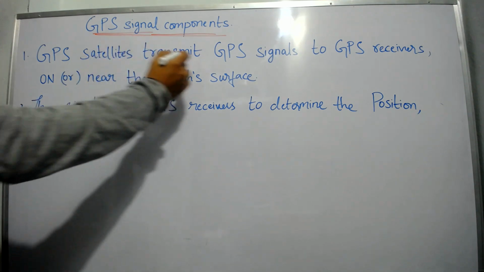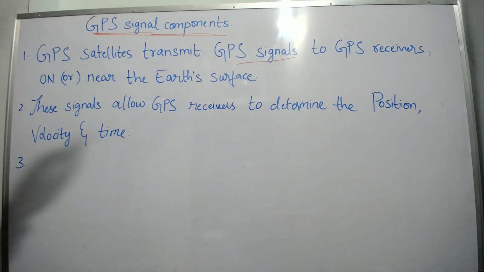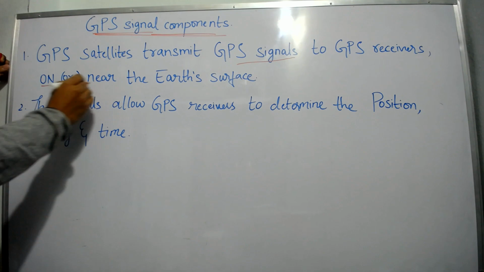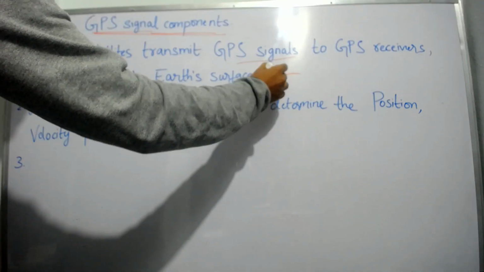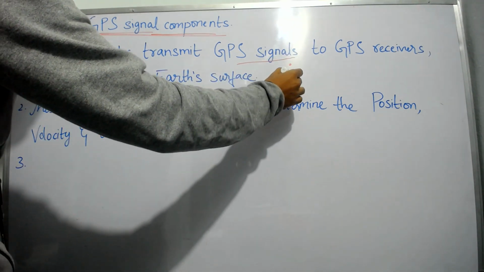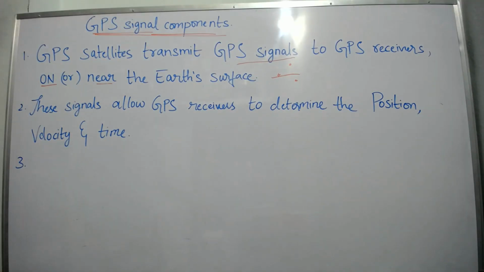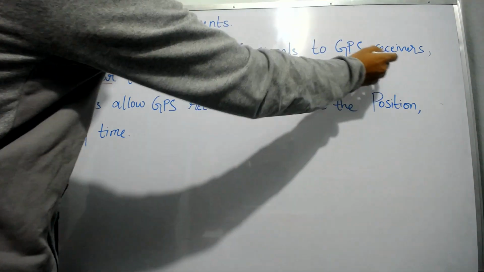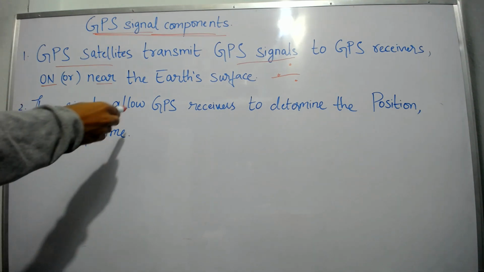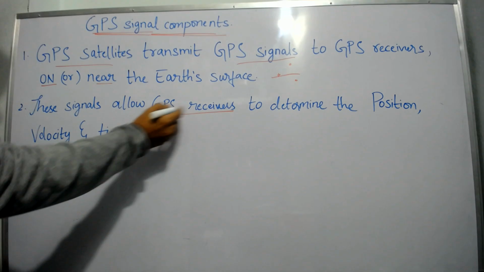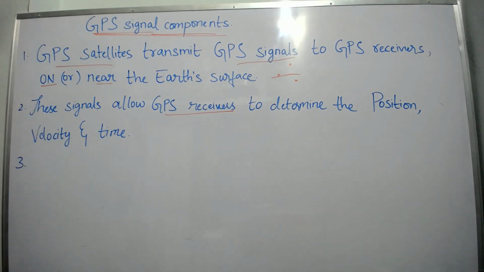GPS satellites transmit GPS signals to GPS receivers on or near the Earth's surface, which means the receiver can either be on the surface, in the air, or below sea level. These satellites reach these receivers with the help of GPS signals. Coming to the next point, these signals allow GPS receivers to determine the position, velocity, and time.